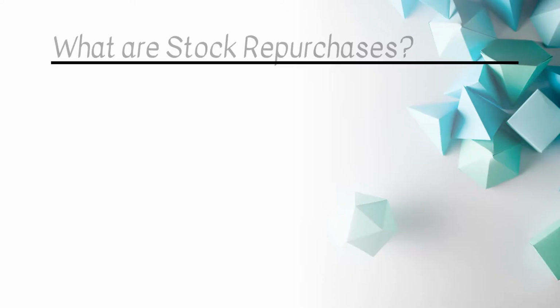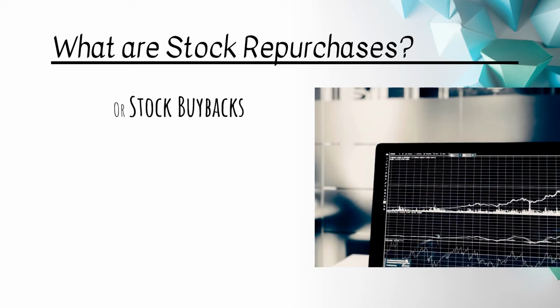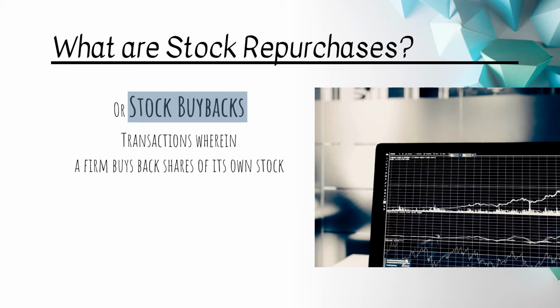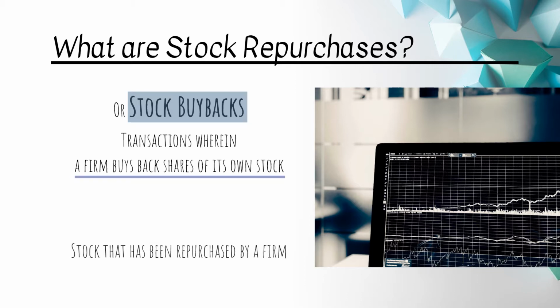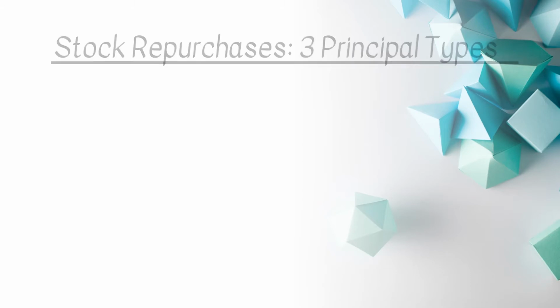So first of all, what are stock repurchases? Stock repurchases are also known as stock buybacks. These are transactions wherein a firm buys back shares of its own stock. And these stocks that were purchased are called treasury stock. There are three principal types of stock repurchases.